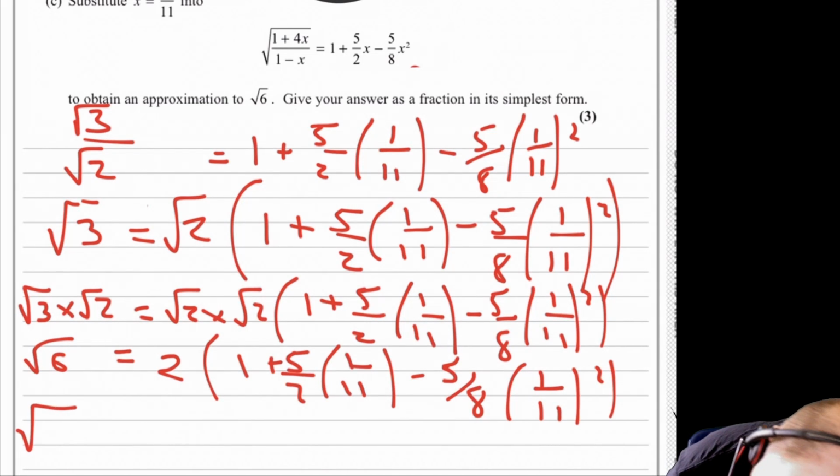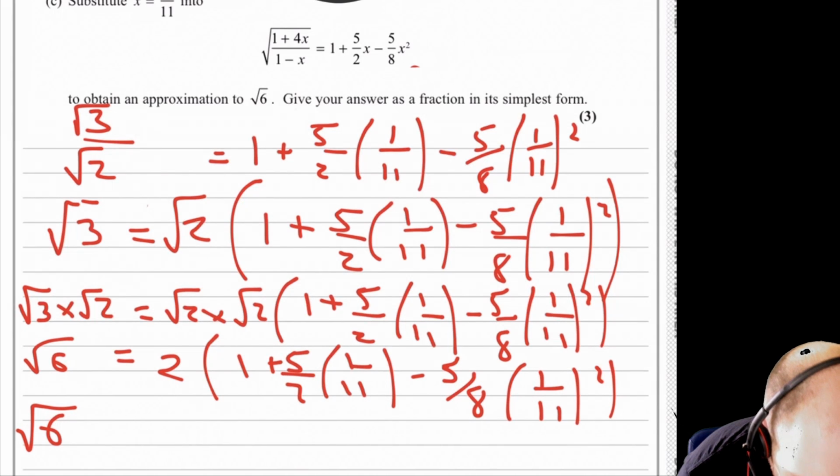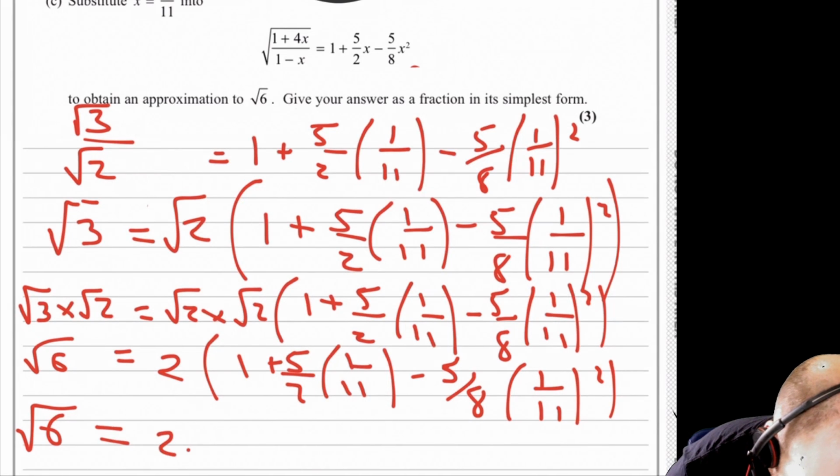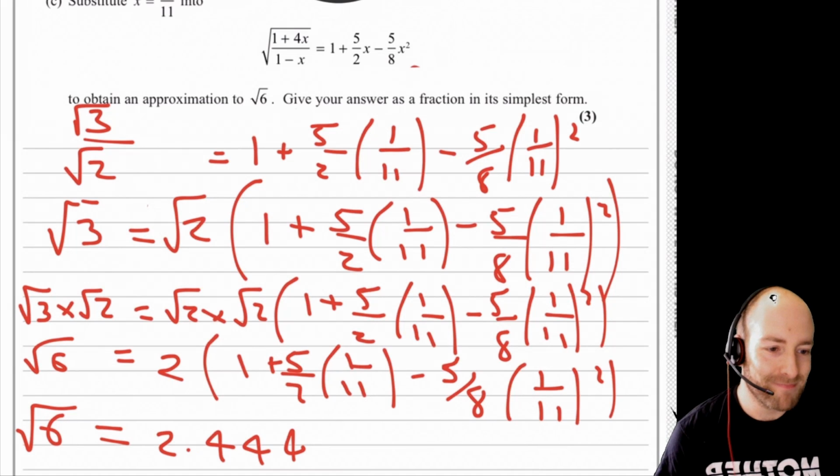So if I do that, we get a pretty decent approximation of root 6. 1 plus 2.5 lots of 1 over 11, minus 5/8 of 1 over 11 squared. Times that by 2, and I get root 6 equals 2.444. Let me just check that's right, roughly. Hereabouts, yeah. Cool, everybody okay with that?